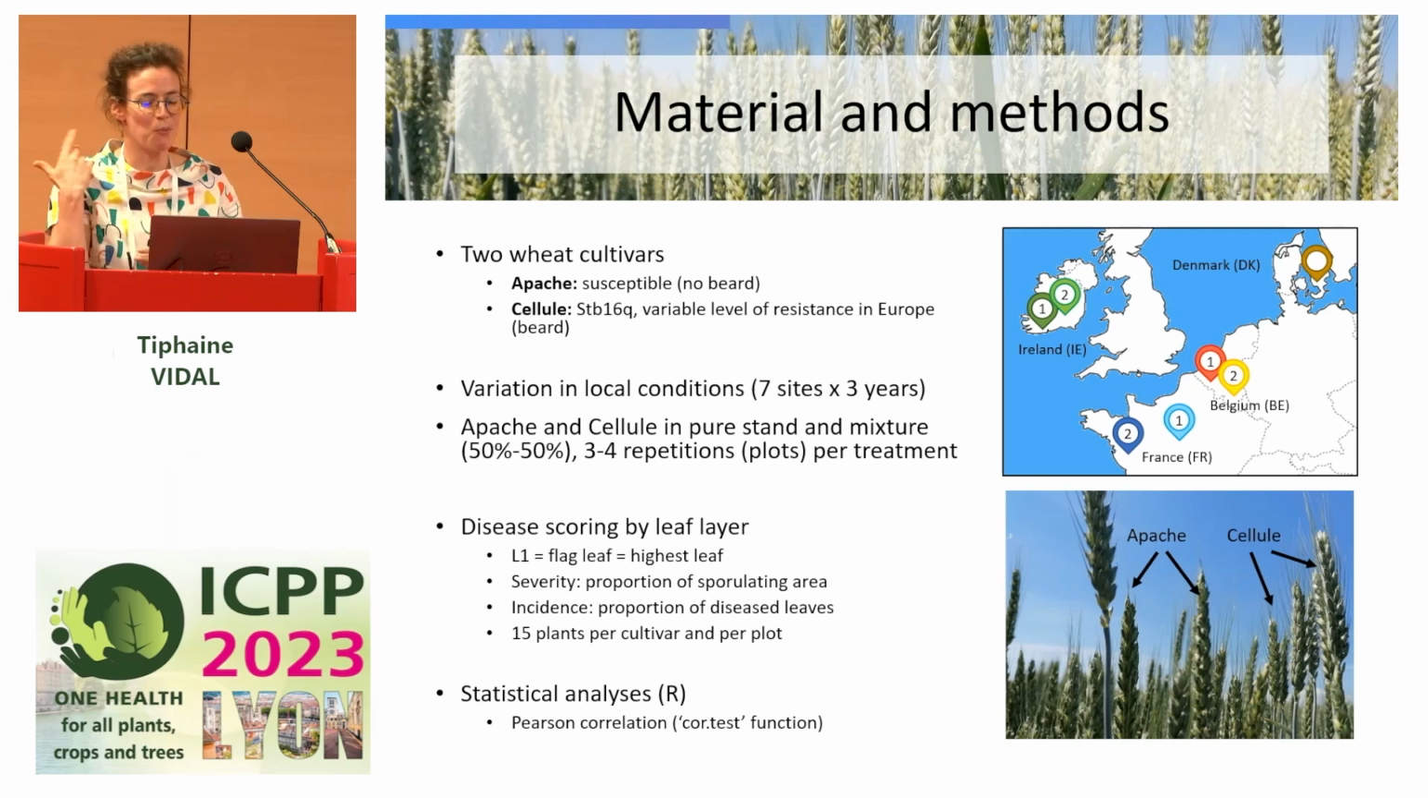If you remember the Septoria tritici symptoms, we measured the area covered with pycnidia, which are these tiny black dots. And we also computed incidence. We carried out this disease scoring by leaf layer. For the rest of my presentation, leaf 1 will be the flag leaf, which is the top leaf. Then leaf 2 is lower, and so on. We measured 15 plants per cultivar and per plot, and we carried out statistical analysis with R.